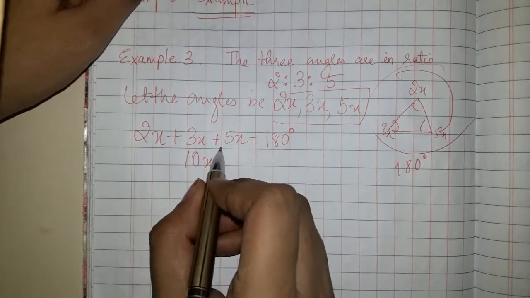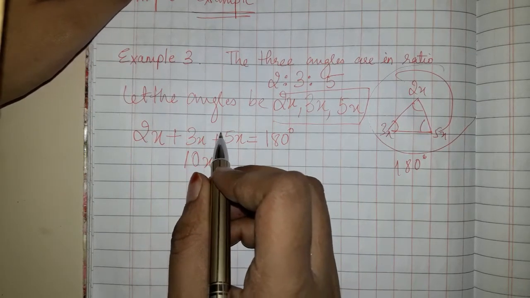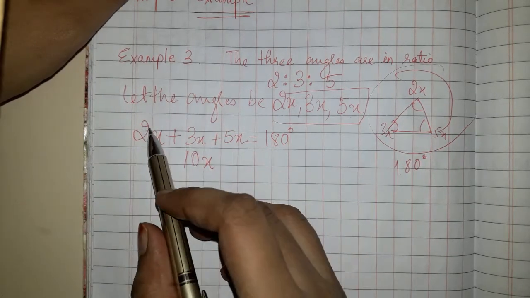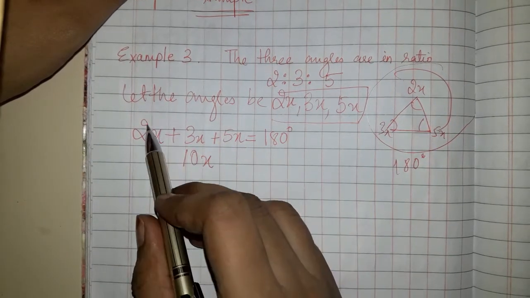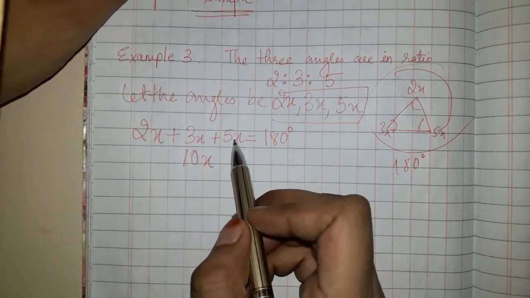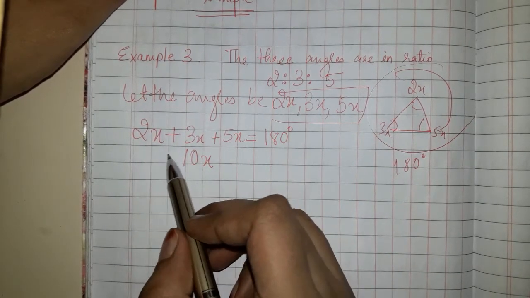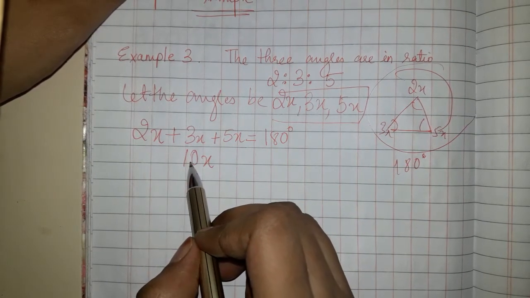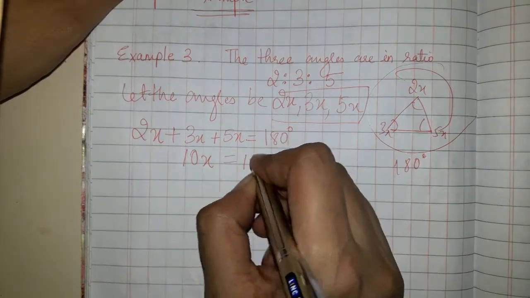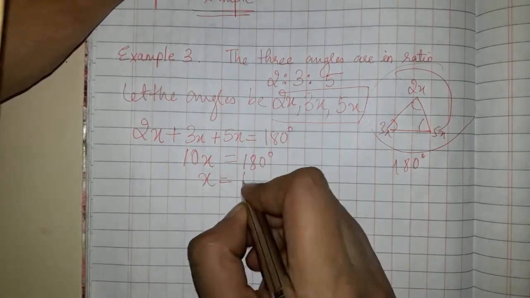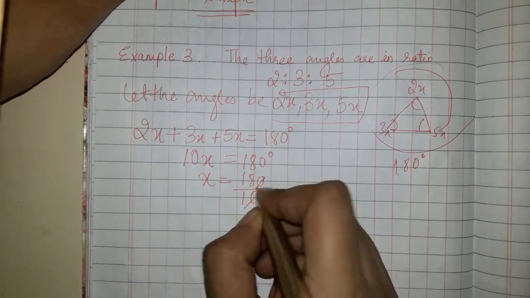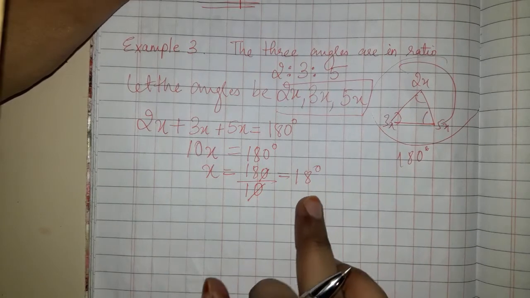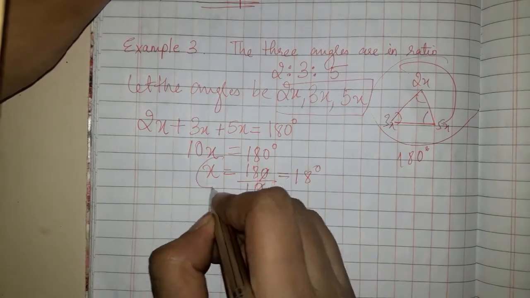As all the three values have x in them, we can add them. If this was only 3, then we could have added only these two. As all the three values have x in them, we can add all the three numbers. 5 plus 3 is 8, 8 plus 2 is 10. 10x is equal to 180. x will be kept here. 180 divided by 10 is 18 degrees. That means x is 18. Remember, we have only got the value of x.